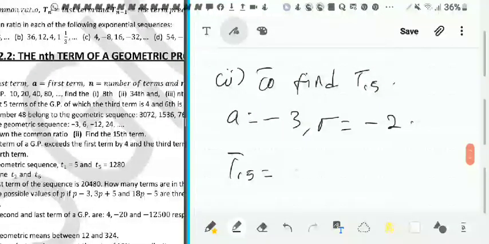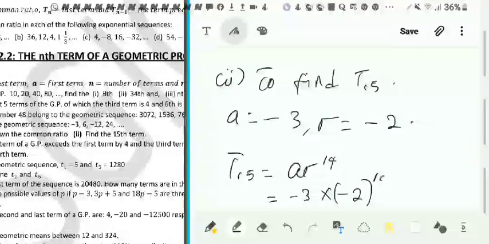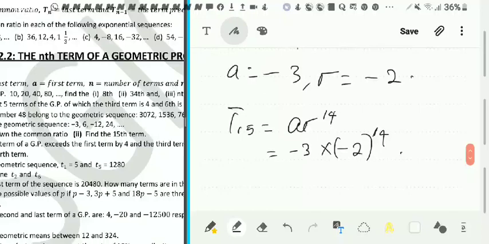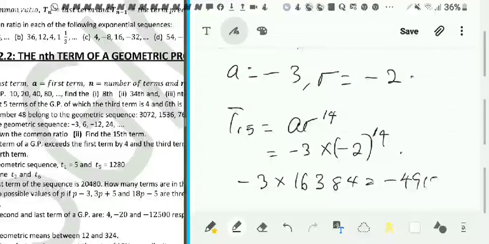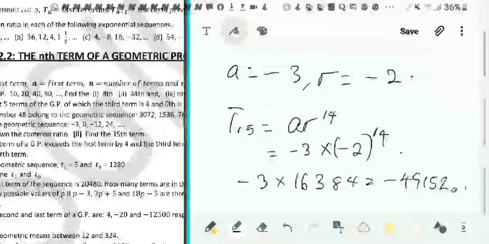So T15 will be equal to what? That's AR raised to the power of 14, which is equal to negative 3 times negative 2 raised to the power of 14. So that gives us negative 3 times 16384, giving you negative 49152. Okay, so that's that.